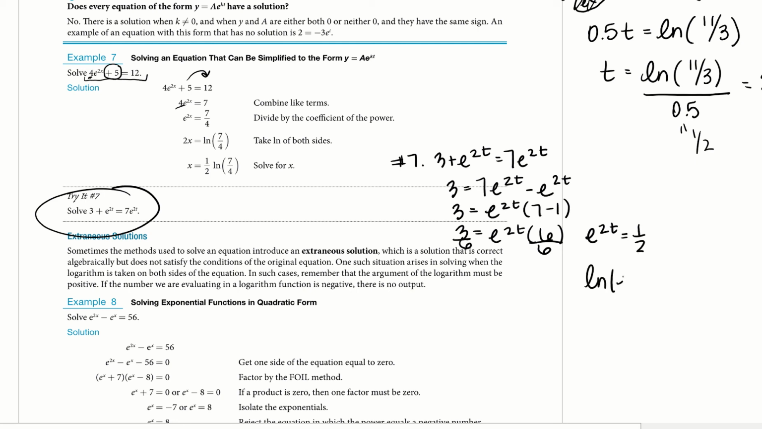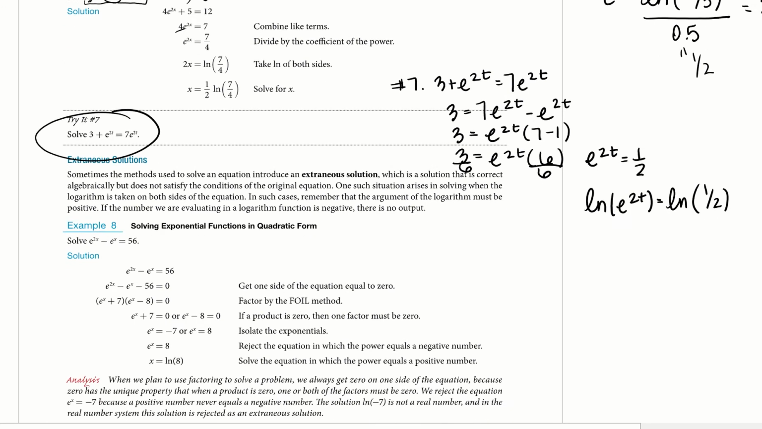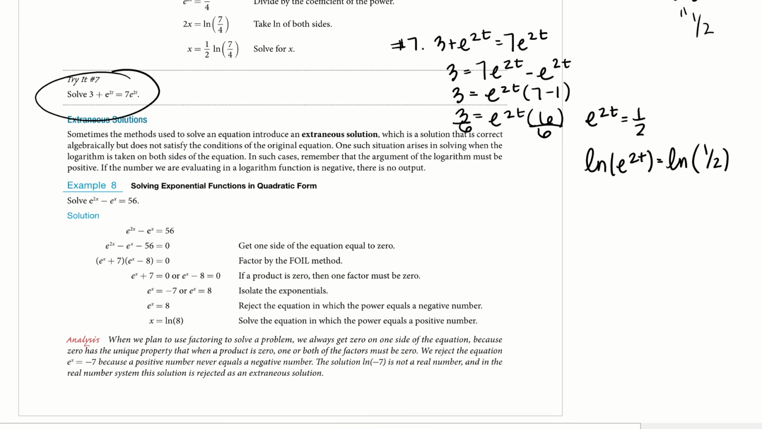And I'm going to take ln. Okay. Again, these cancel, and I'm going to get 2t equals ln(1/2). So that gives me t equals ln(1/2) divided by 2.